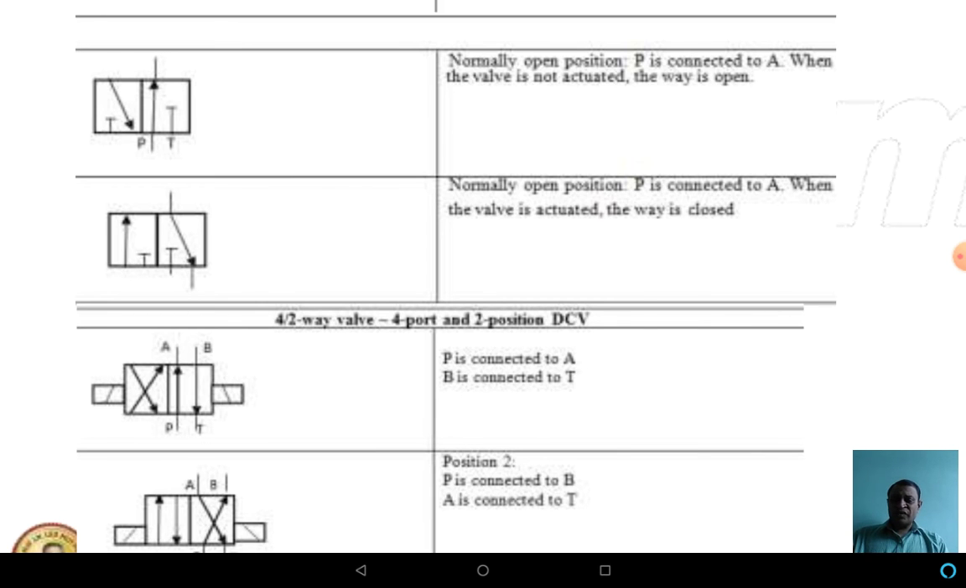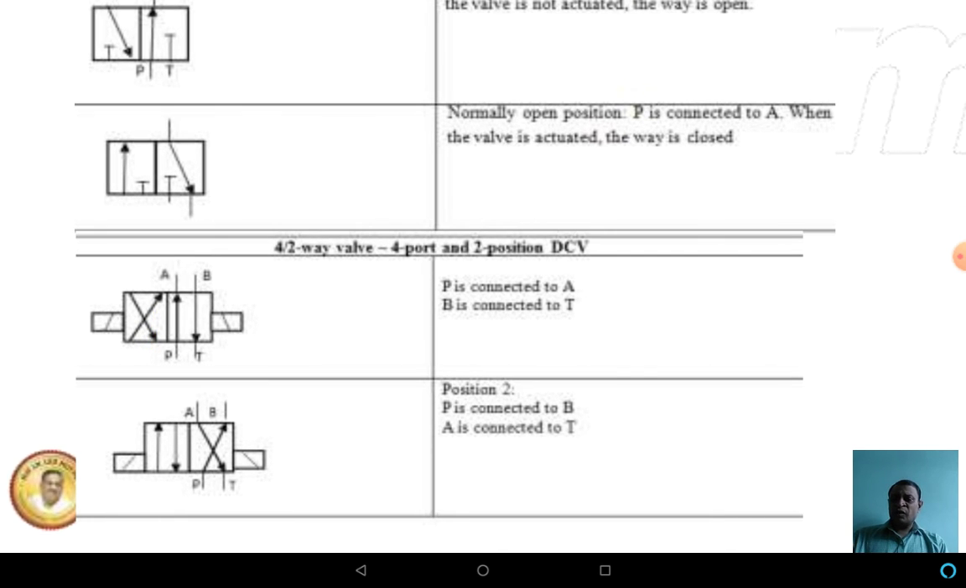The next one we are discussing is the connection between the four port two-way valves, or it may be four port two position DCV valves. Four ports and two position DC valves. P is connected to A and B is connected to T. The forward is one path P to A and the reverse is in one path from B to T. The next one is in position 2, P is connected to B as well as A is connected to T. Even the crosswise link is also there, which is connecting P to B as well as A to T.